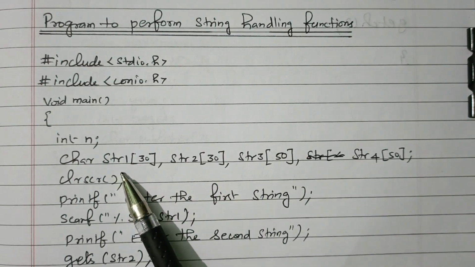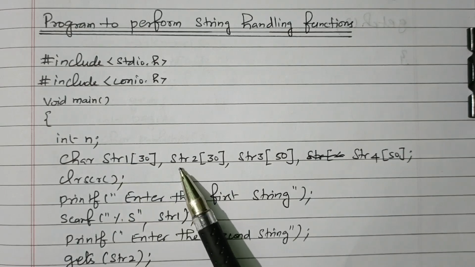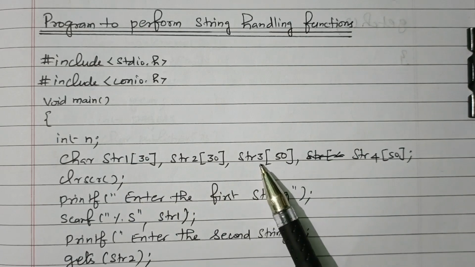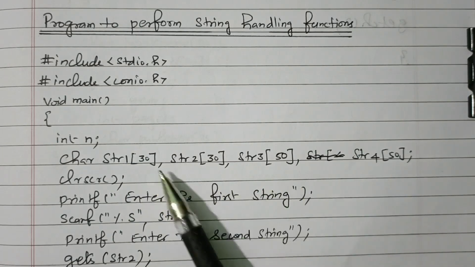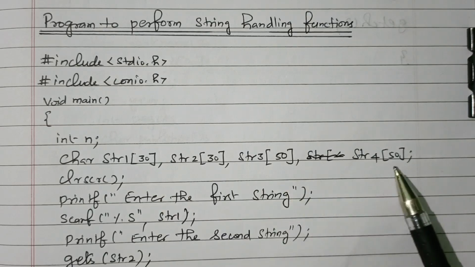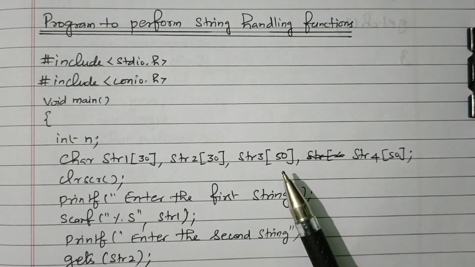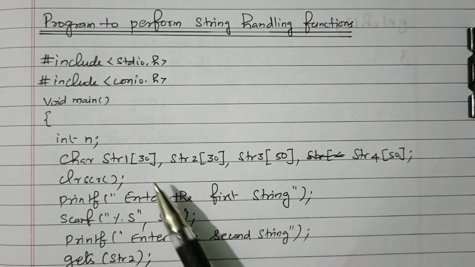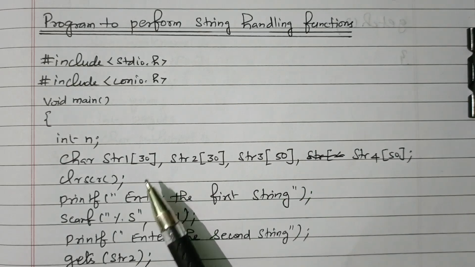We declare 4 strings: str1 30, str2 30, str3 30, str4 50. So the first two are 30 characters, and the third and fourth are 50 characters. That is our choice. This 50 and 30 is the maximum number of characters. We can use less than 30 also, right? So the 30 memory space will be allotted, but we can use within 30.